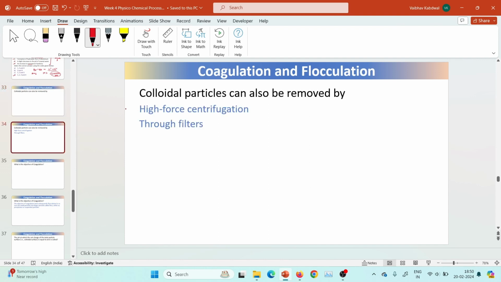These can be removed by high force centrifugation, and these can be removed through filters also. So what will happen in centrifugation? Centrifugal forces will act, like in a washing machine where we dry our clothes. That is due to the centrifugation principle. We rotate the water sample, so the colloids will come to a corner, and from there we can remove them. And through filters also we can remove them.